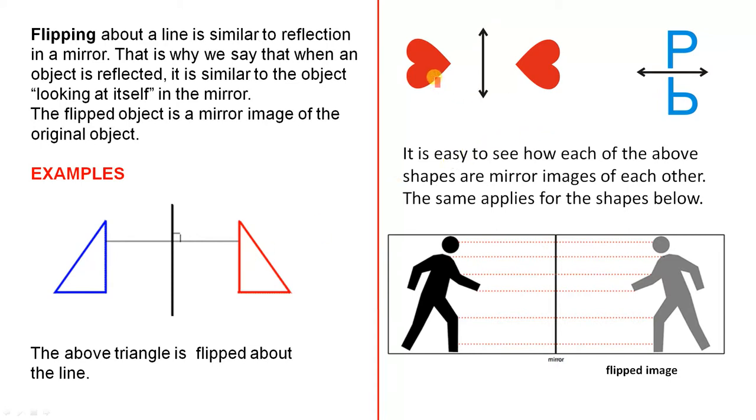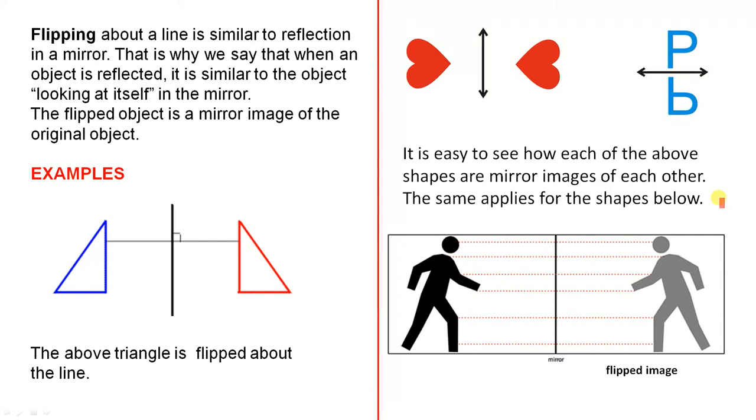Here we have a heart looking at itself in the mirror, and that's what we have here. Okay? Mirror images. That's an example of flipping. Same with the P. The P is flipped about that line there, and here that's what we have. Say that's the original, and that's the flipped image. It is easy to see how each of the above shapes are mirror images of each other.